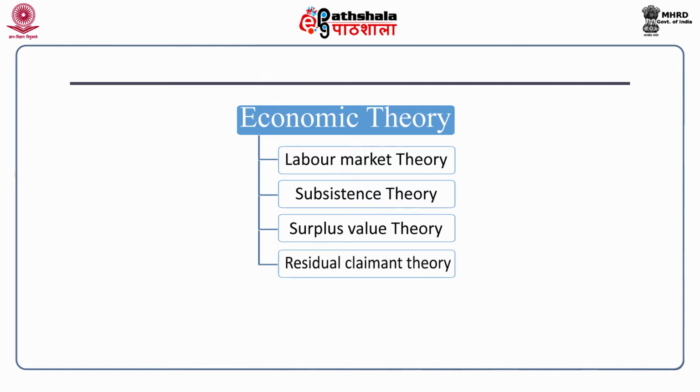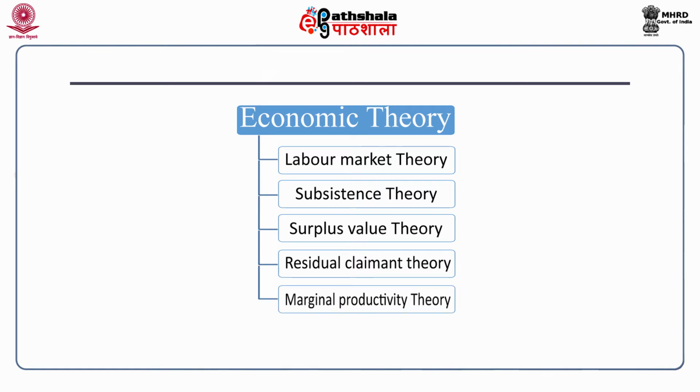Residual claimant theory identifies 4 factors of production, that is land, labor, capital, and entrepreneurship. The amount of residual value after payment to all factors except labor is called compensation. This also implies that all factors of production are important except labor. That is why labor is the residual claimant.